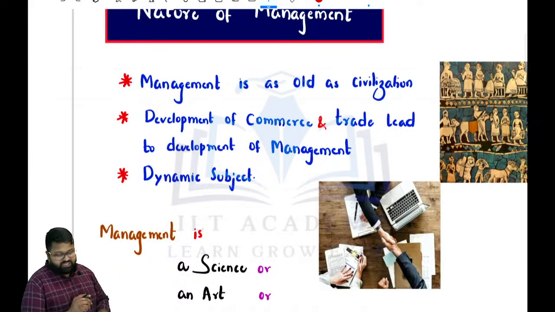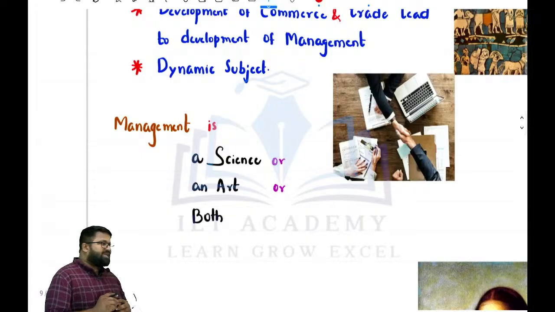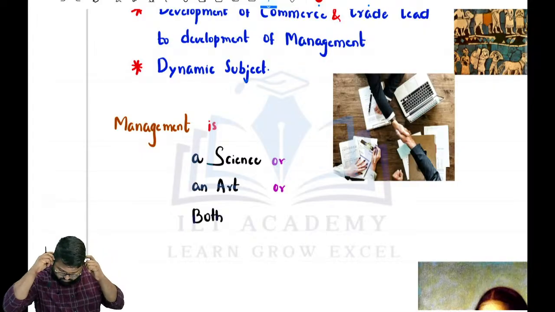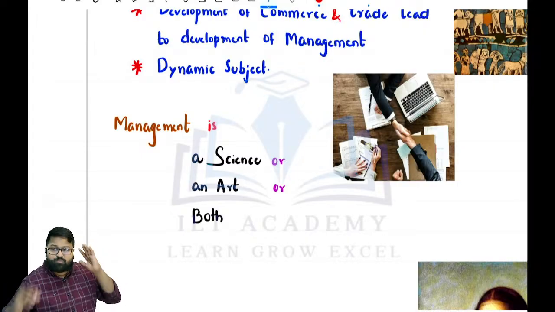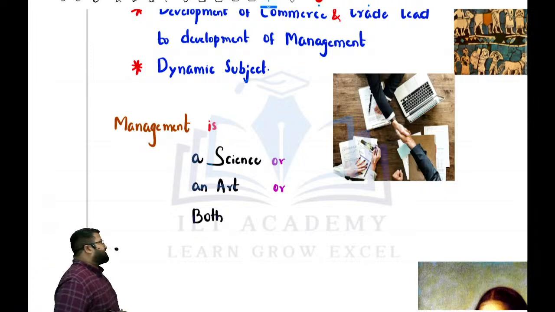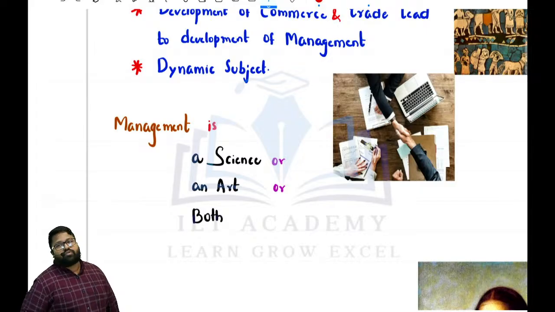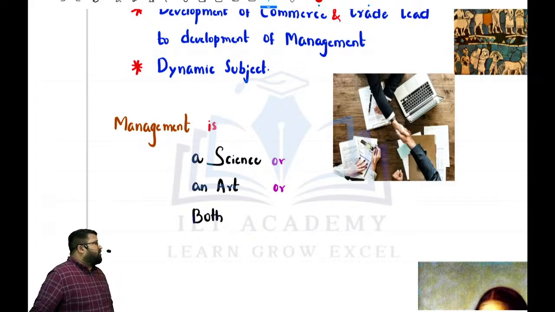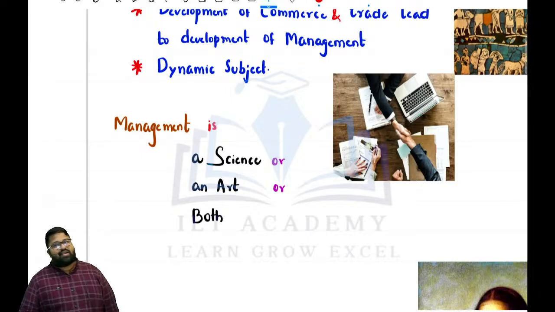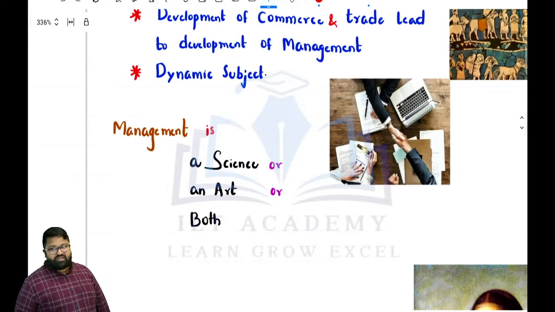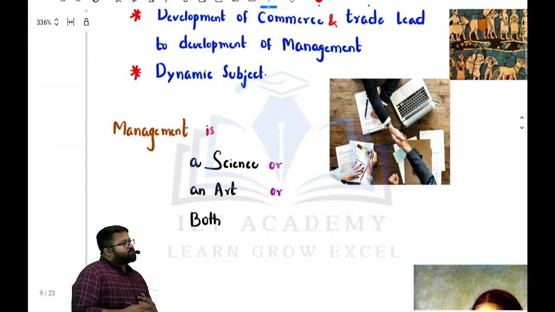And the next most key point is management is a science, art, and both. What is the point? Management is a science, art, and both. At one point of time we may treat it as science, and at one point of time we may treat it as art. Altogether it is a combination of science and arts. Okay, and mainly this area can be asked for long questions.